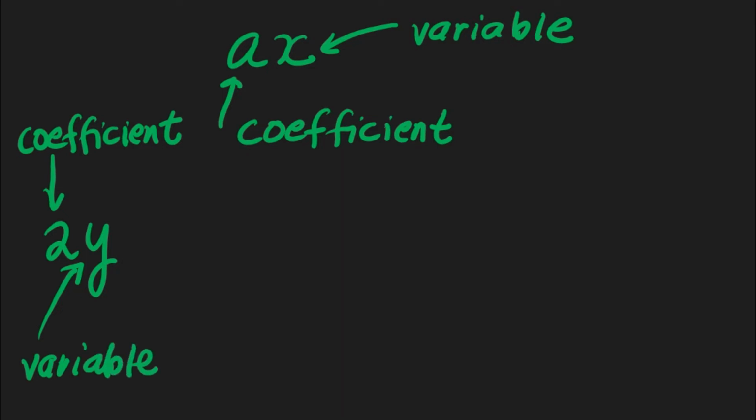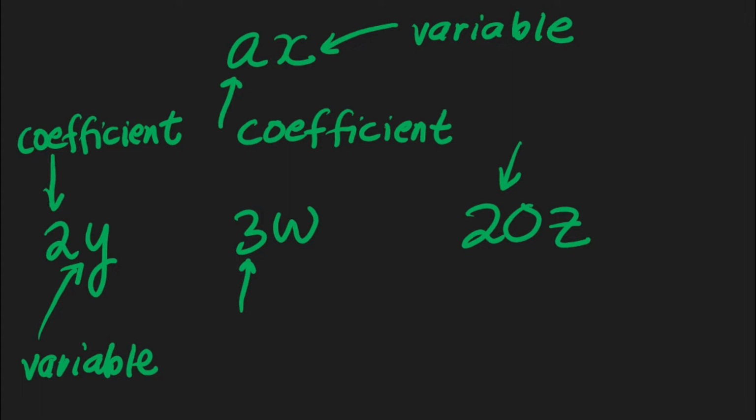Another example we can give is 3W. This is also an algebraic term. It must consist of 2 components, that is, it must have a coefficient and also a variable. So in this case, the number 3 is the coefficient, and this symbol W is the variable. Another example, maybe something like this, 20Z. 20Z is also an algebraic term, where this number 20 is the coefficient, and this symbol Z is the variable.